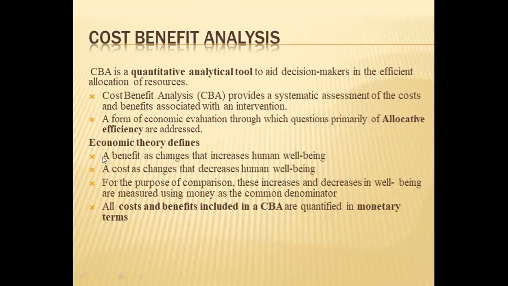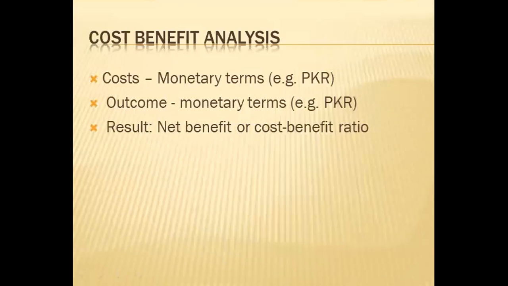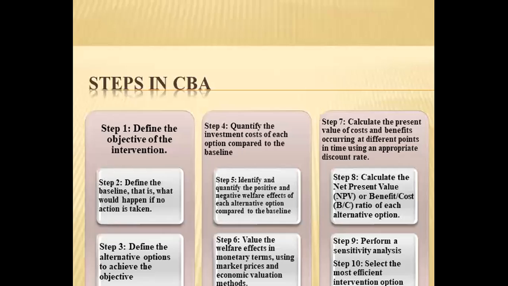In economic theory, a benefit is a change that increases human well-being, and a cost is a change that decreases human well-being. For the purpose of comparison, these increases and decreases in well-being are measured using money as the common denominator. All costs and benefits included in CBA are quantified in monetary terms. Costs are in money, for example, in dollars or PKR. Outcome is also in money. The result is net benefit or cost benefit ratio.